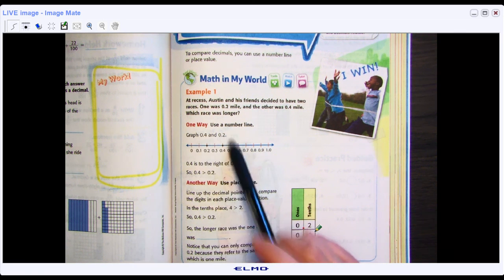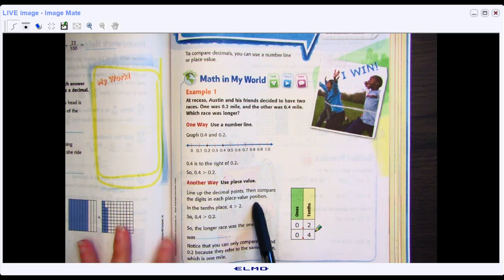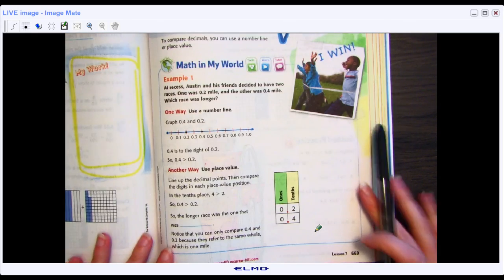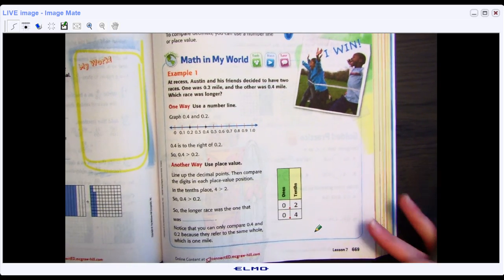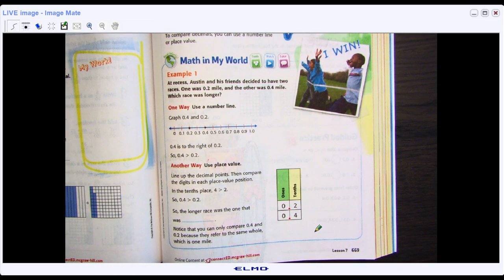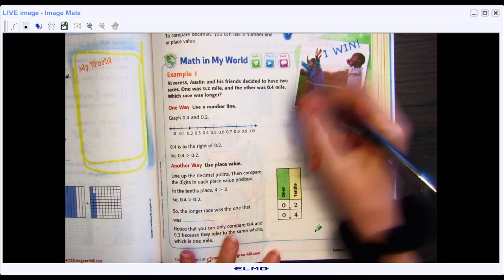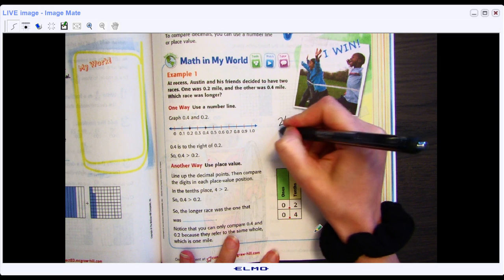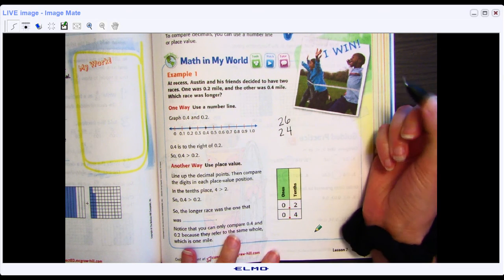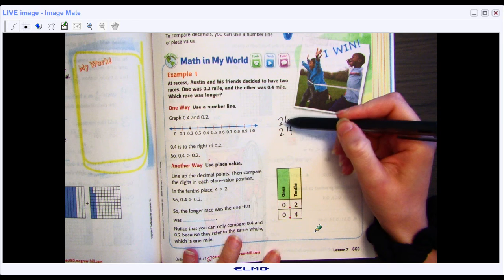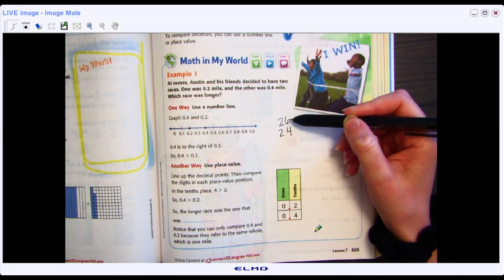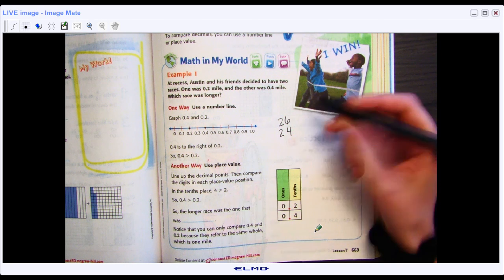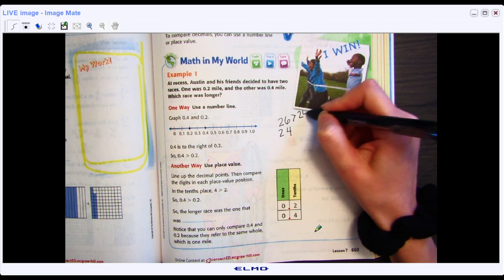I'm going to skip that way because the next way is a little bit easier. So the next way they want you to do is line up the place values and see which one's bigger. It's kind of like when we compare non-decimals, whole numbers, it's the exact same thing. So like if we were comparing, let's say 26 and 24, we would line them up and we would say, oh, well, 2 is the same in the tens place, but 6 in the ones place is bigger than 4.